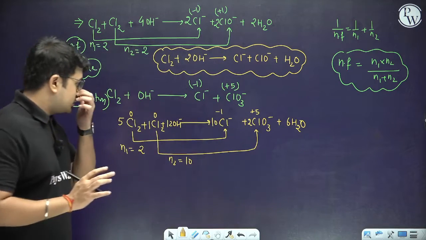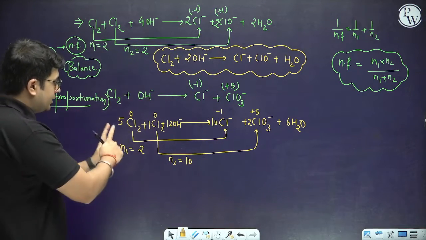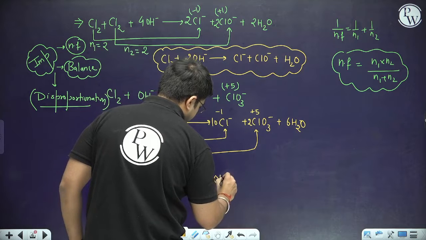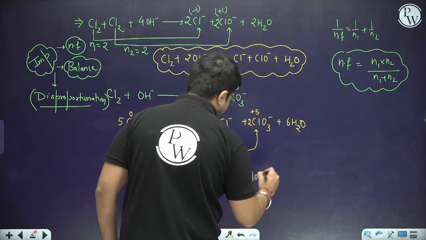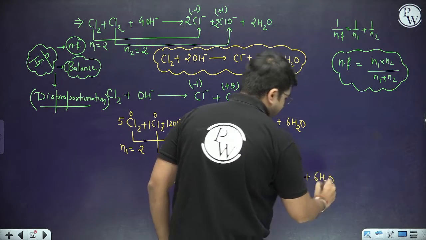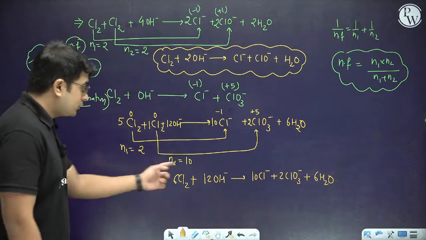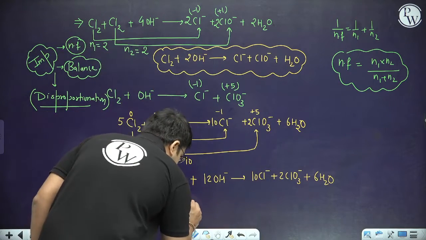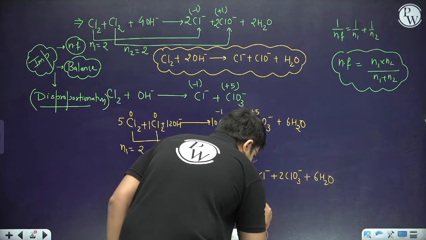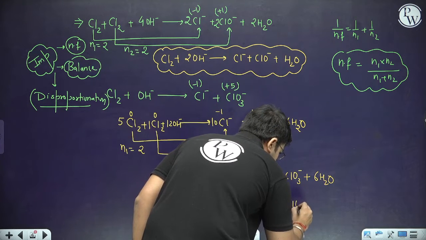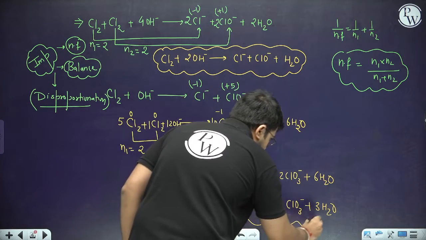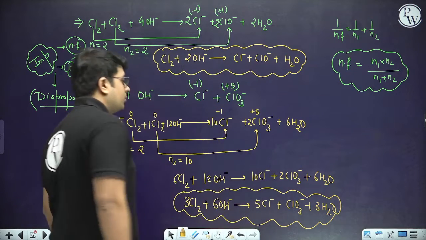So first of all, this is the reaction. This is the balancing part. Now if I combine these two things, that will become 6Cl2 plus 12 OH negative gives us 10 Cl negative plus 2 ClO3 negative plus 6 H2O. But again, this equation is not the minimum balanced equation, so you have to convert it into the minimum balanced equation. That will be 3 Cl2 plus 6 OH negative gives us 5 Cl negative plus ClO3 negative plus 3 H2O. That will be the final balanced equation.